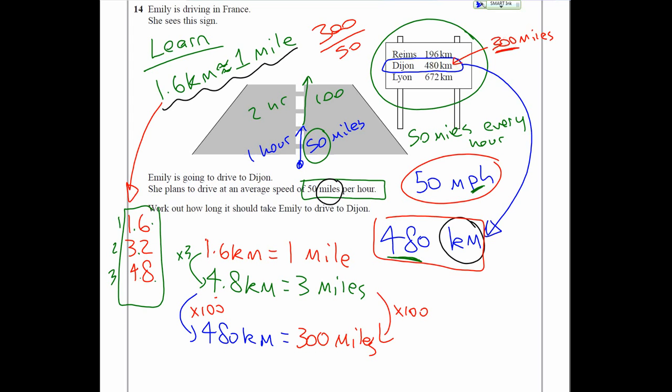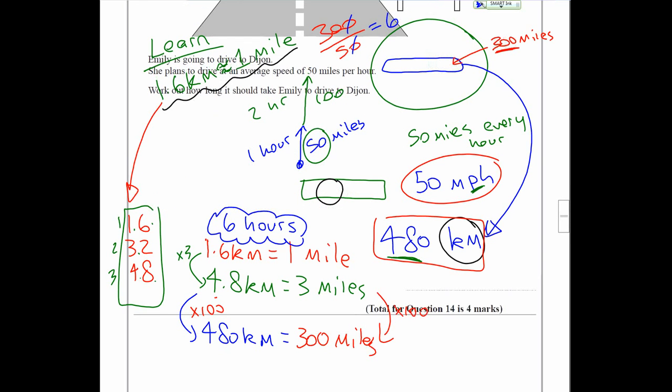So that comes from a formula, speed equals distance over time, and just rearranging to get distance equals speed times time. Okay, so 300 divided by 50, cancel those out. 30 divided by 5 is 6. So it's going to take 6 hours is your answer. Okay, that was hard. 4 marks for that.